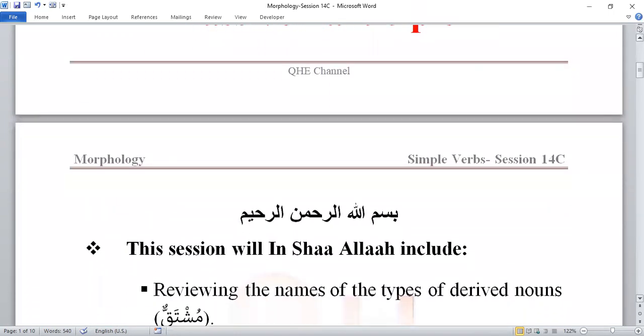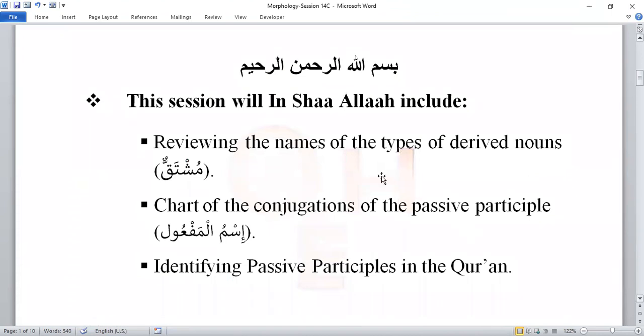Bismillahirrahmanirrahim. In this session, we will go over the names of the types of derived nouns. We'll look into the names once again. And we will go over the chart of the conjugations of passive participles, which is called Ismul Maf'ul. And we're going to identify passive participles in Qur'an.